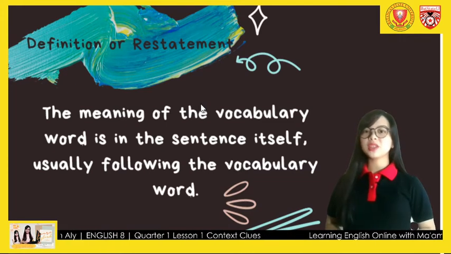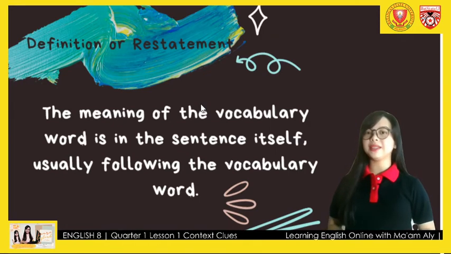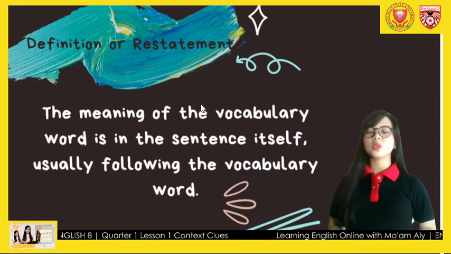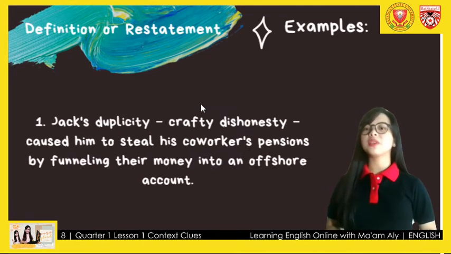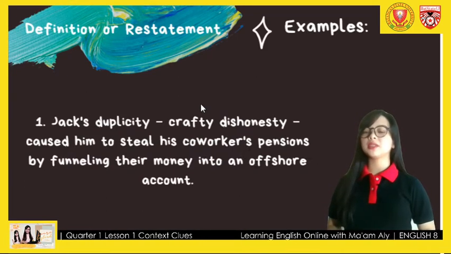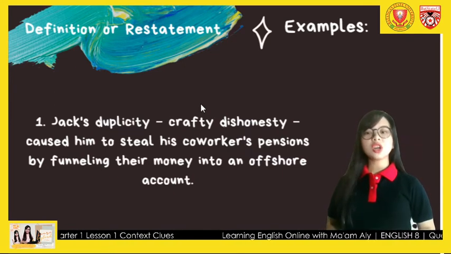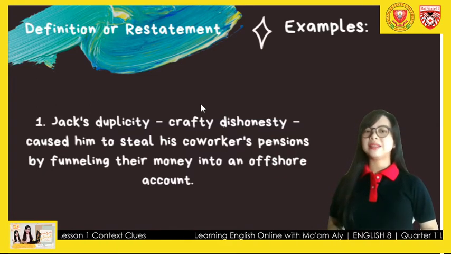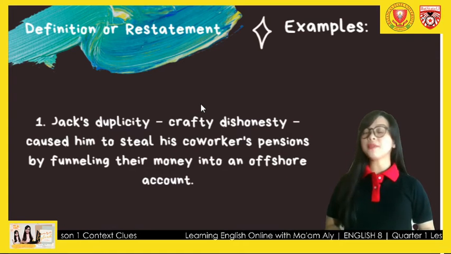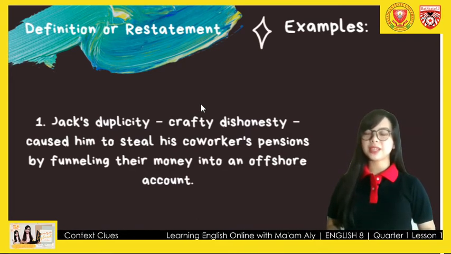This type of context clues refers to the meaning of the vocabulary word that is in the sentence itself. This is usually following the vocabulary word. Here are some examples of the definition or restatement. Jack's duplicity, crafty dishonesty, caused him to steal his co-workers' pensions by funneling their money into an offshore account. The dashes here set off the definition of the word duplicity, which is crafty dishonesty.